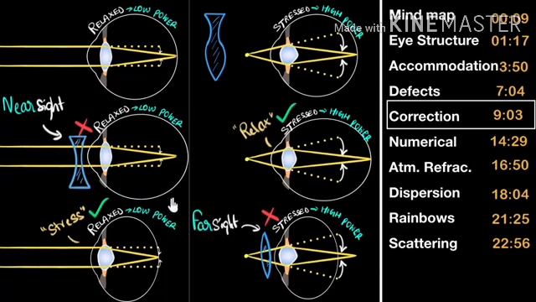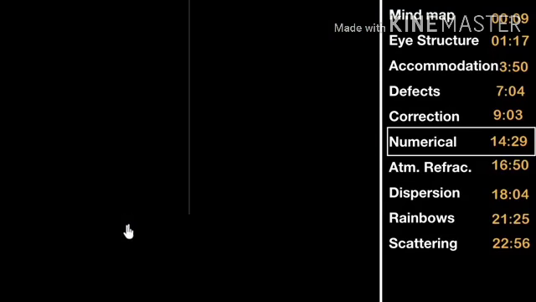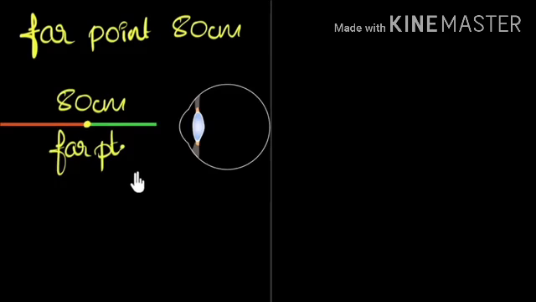Okay, now that we have corrected the defects, the next question could be, what should be the power of the lens that we should recommend for our patients? And that now brings us to the numericals of this chapter. Numericals are usually on the correction of nearsightedness and farsightedness. So for example, let's say the question says the far point of a person is 80 centimeter. Find the nature and the power of the lens required to correct it. This is actually your NCERT problem. How do we solve this? So first let's draw a quick diagram.